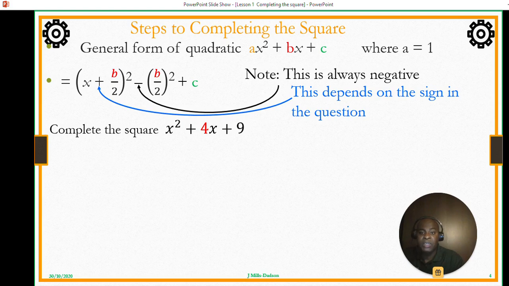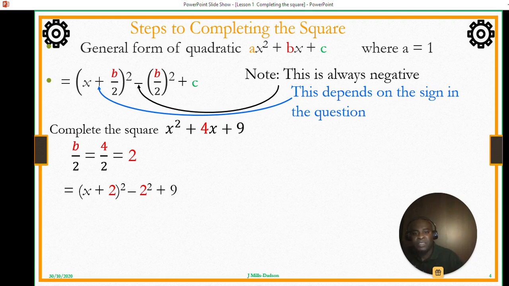So let's look at a typical example. x squared plus 4x plus 9. We first need to find out our b. And our b in this case is 4. 4 divided by 2 will give you 2. So we need to replace b over 2 here with 2 and just work it out. So 4 over 2 is 2. Replacing the formula, this is what we have. Then plus our constant 9 is what we have here.